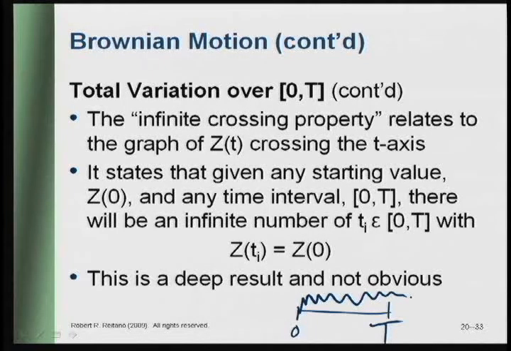And this is a very deep result relating to symmetry and reflection properties of Brownian motion. But again, it's quite a startling result, and again, one that challenges us: is it possible that such an exotic process can indeed exist? And the answer is it can.